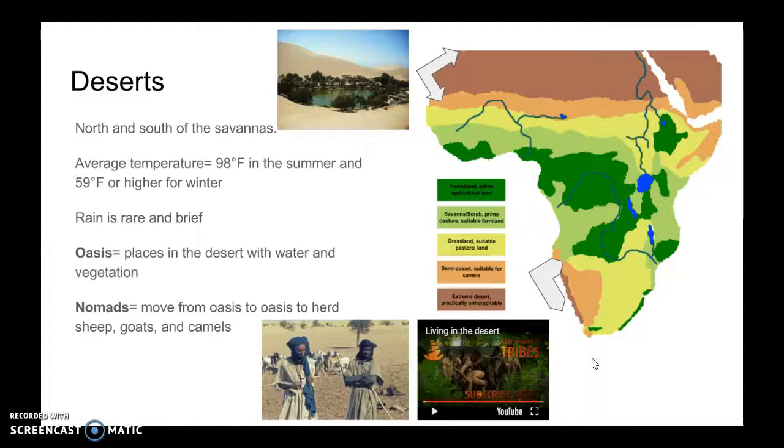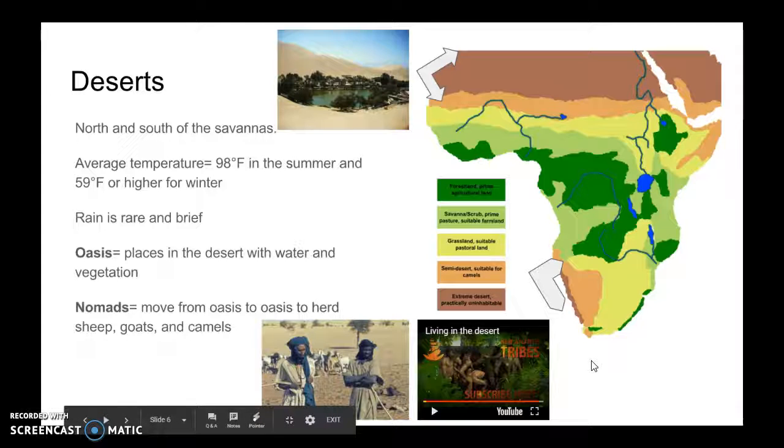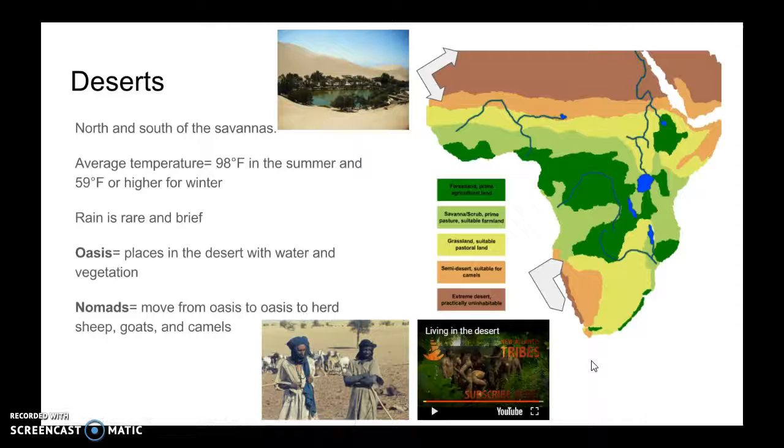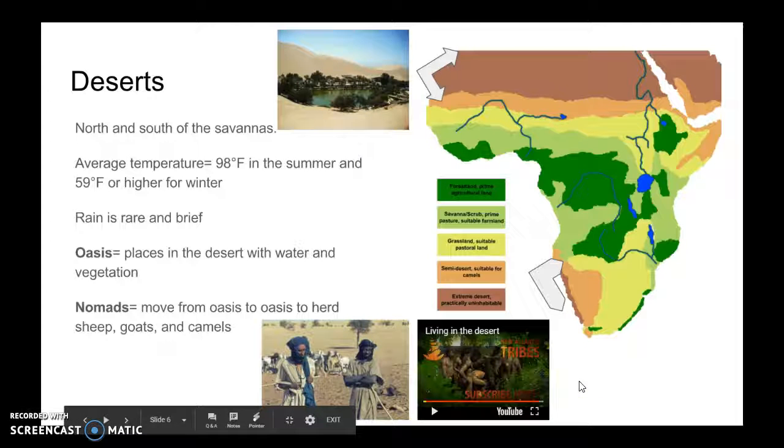Okay, as you could see, there was extreme temperature and land issues that they had for raising their livestock.